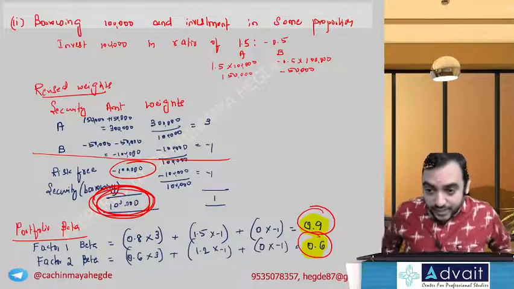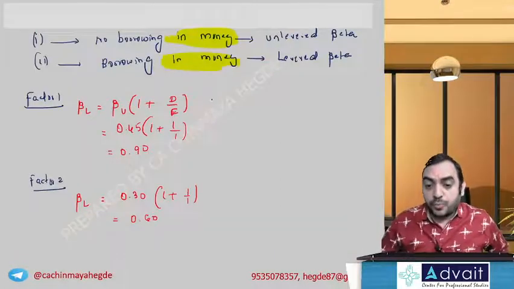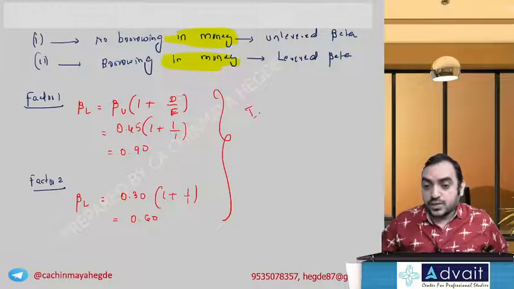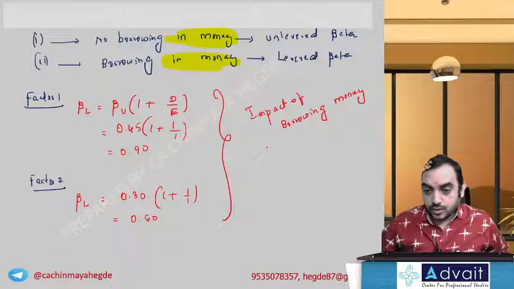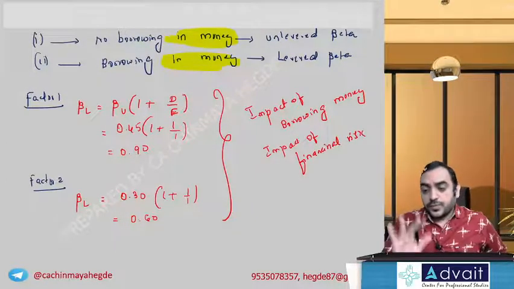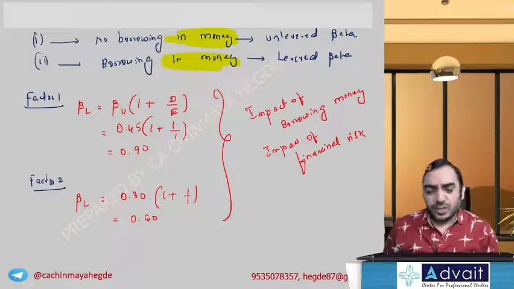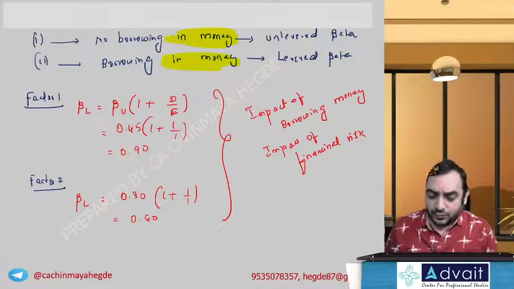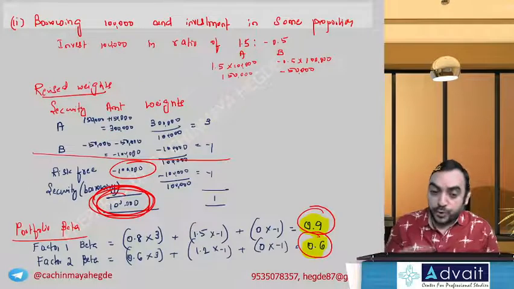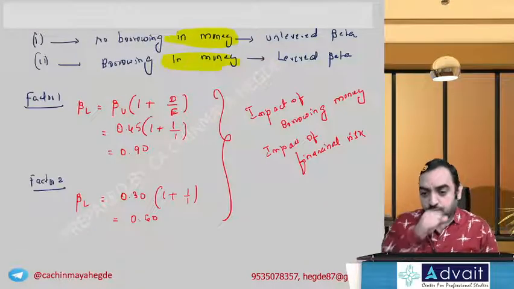The impact of debt. So basically the impact of borrowing money, or the impact of financial risk. Okay, this is just for your reference, conceptual discussion, not required for exam. For exam, what we call compute 0.9, 0.6, that much is sufficient.